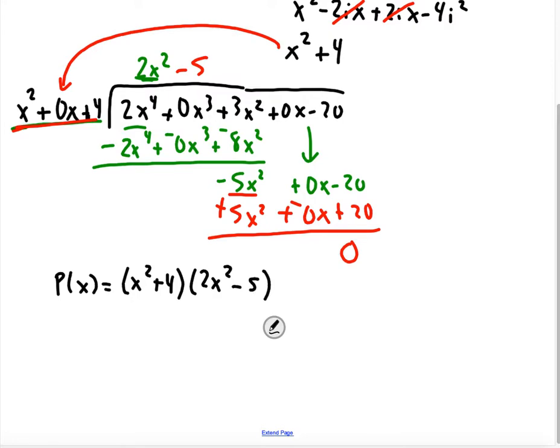So we already know what this x squared plus 4 one here is. We know that's x equals plus or minus 2i. And then we have to set the other term over here equal to 0. I'm going to add 5 to both sides. Divide by 2. Take the square root of both sides.